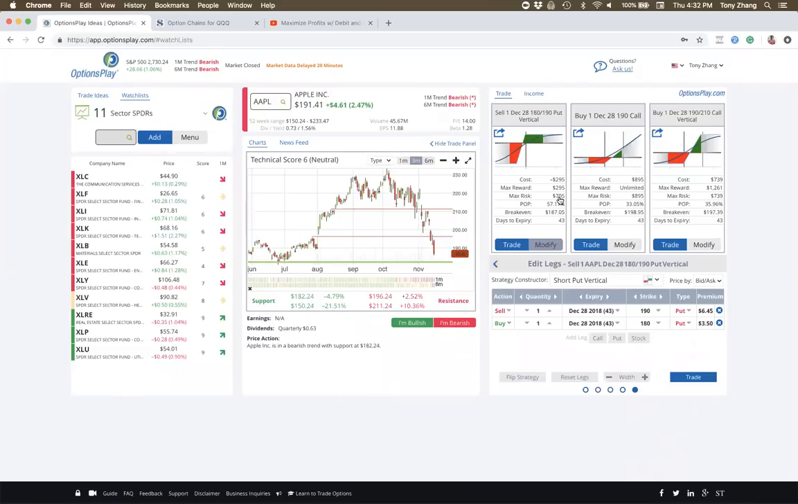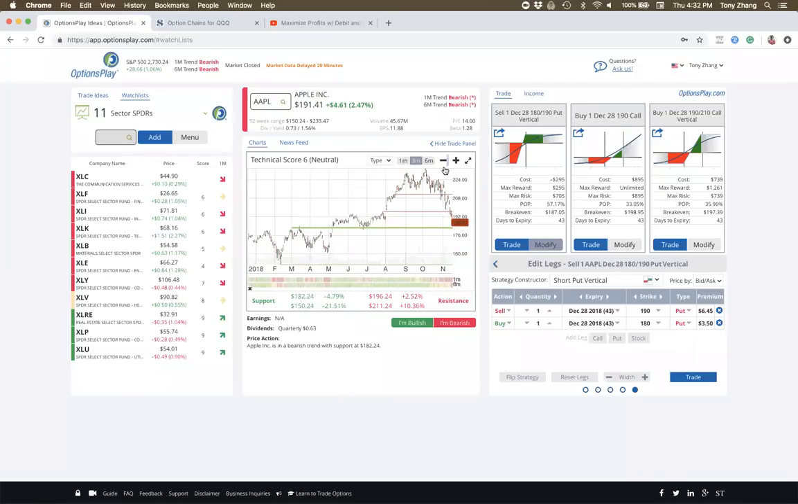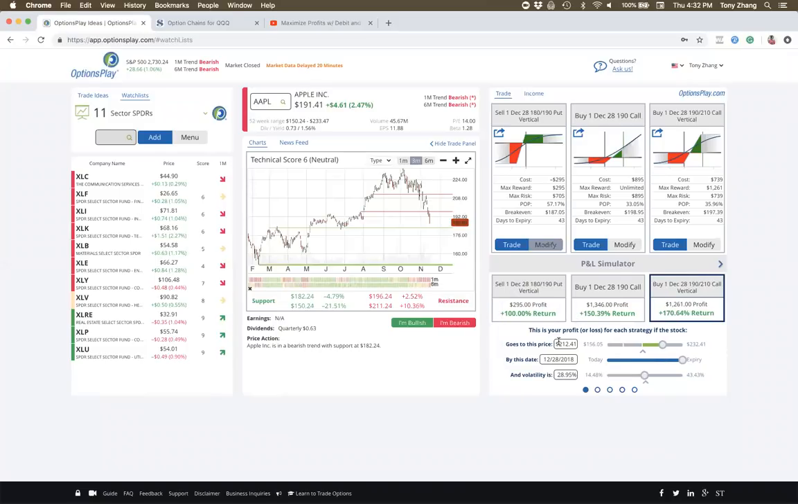And that's really what we want to plan for. There's a possibility that Apple may drop. Maybe it'll drop to 160. We don't know. There's certainly a big topping formation. This thing could potentially go back down to 160, 165. And if that happens, if you shorted a put, you would have lost a lot of money. Here, you only risk $705, something that many of you may be able to swallow.